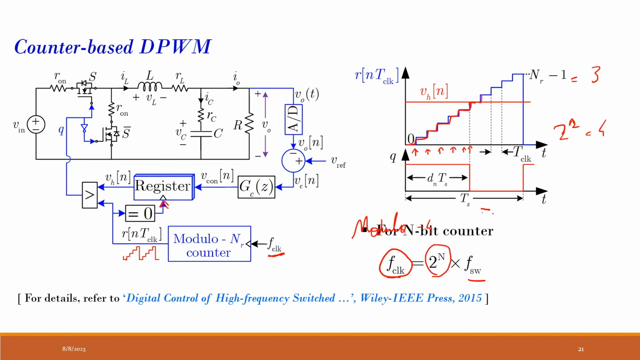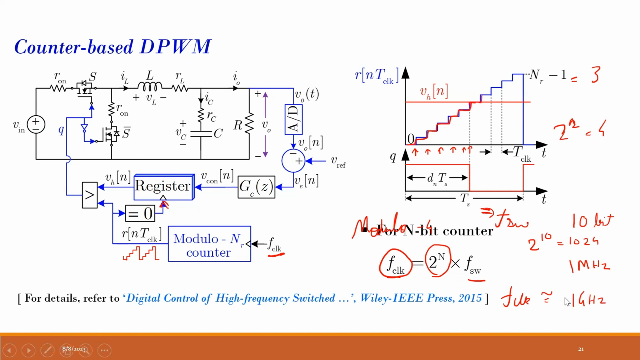FSW is the effective time period. So this is TS corresponds to FSW. So the clock frequency should be equal to 2 raised to n times the switching frequency. And that can be very high. Suppose my switching frequency was, let us say, 1 megahertz. And suppose the n-bit counter was a 10-bit counter. Okay. So 2 raised to 10 corresponds to 1024. So F clock, which I will get, will be approximately 1 gigahertz. Okay, it will be greater than 1 gigahertz.